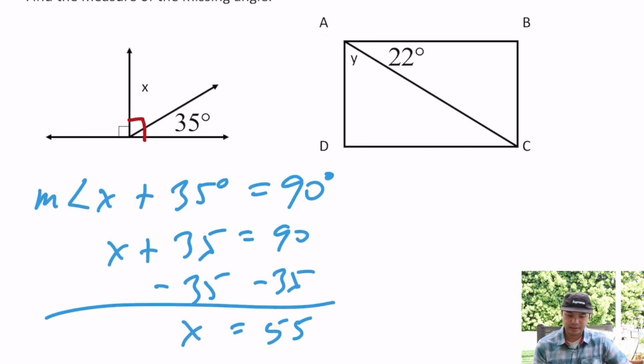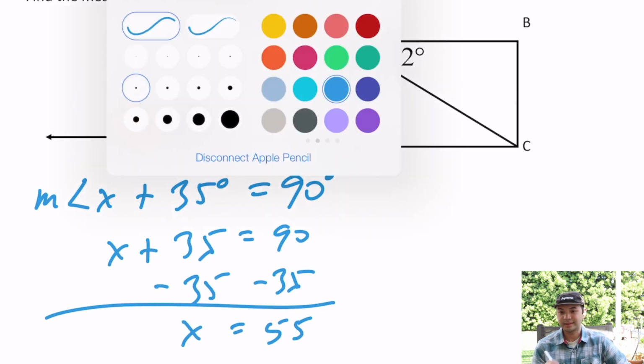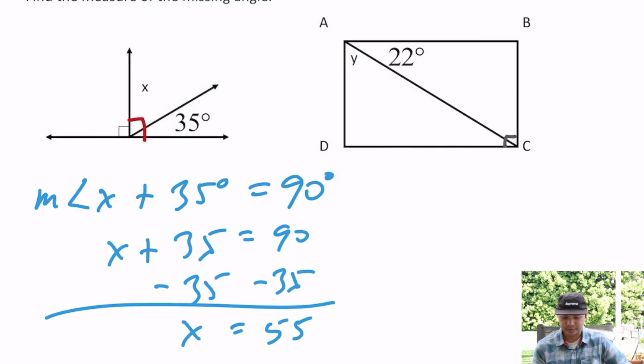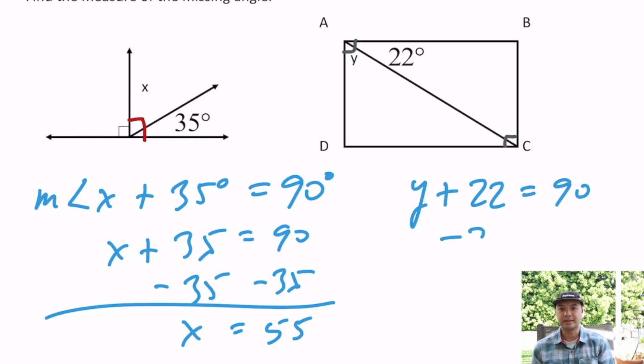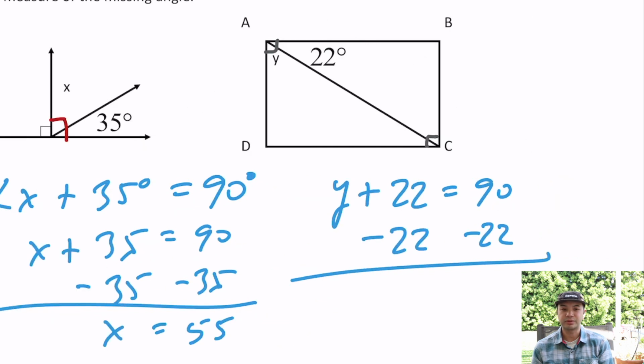I might as well do this next one. We're going to assume this is a rectangle, and this is kind of a bad drawing because I should have put maybe just one right angle over there. But we're going to assume this is a rectangle, meaning that these two are together at 90 degrees. So I'm going to say y plus 22 equals 90. And then again, it's just a one-step equation. You subtract 22 from both sides, and you get y is equal to 68.